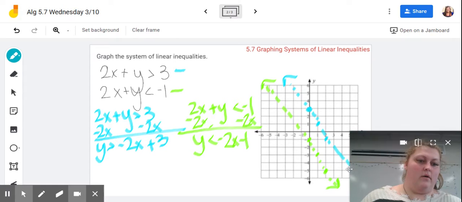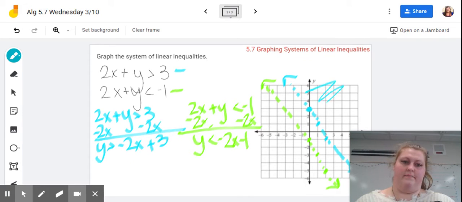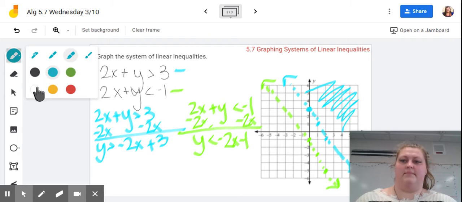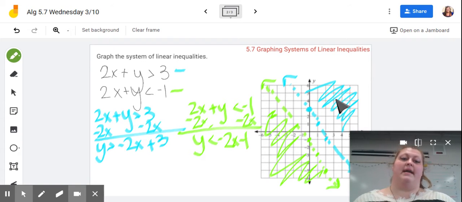All right, so now I'm going to shade. When I see this inequality symbol, that means I'm going to shade above. And this inequality symbol means I'm going to shade below. So the answer to our equation is no solution, because when we're doing systems of inequalities, the part that both colors are shaded in is our solution. Since there's no part where both colors are shaded, there's no solution. Anytime you have a graph that has two parallel lines and the shades are going opposite ways, you'll have no solution.